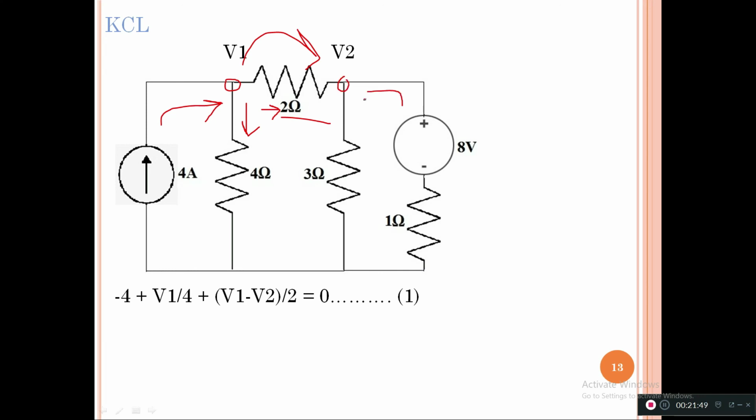This is the component, this is the component, and this is the component. And I will take the different directions again for the junction V2. And since there is no predefined direction available in this particular case, as we had this 4 ampere current source, we are taking the direction of outgoing currents.